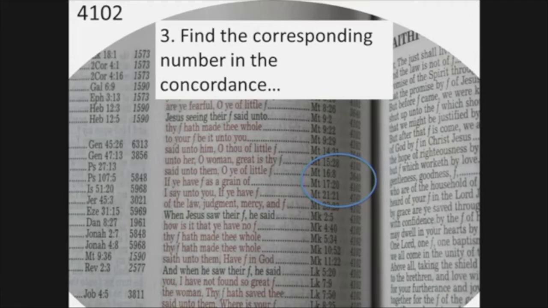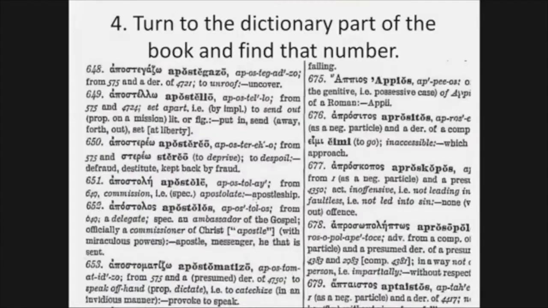Those numbers that are to the right of the passage citations are numbers that identify Greek words. So if you look to the right of Matthew 17, verse 20 there, I believe that's the passage, you see a number. And that number will tell you where to turn in the dictionary part of your book. There will be another part of your concordance that you turn to. And let's look at the next slide.